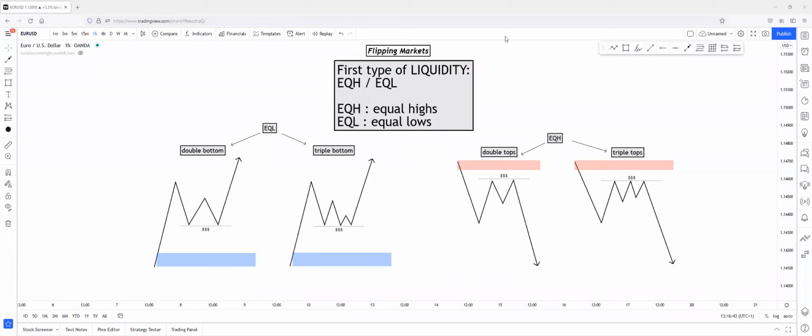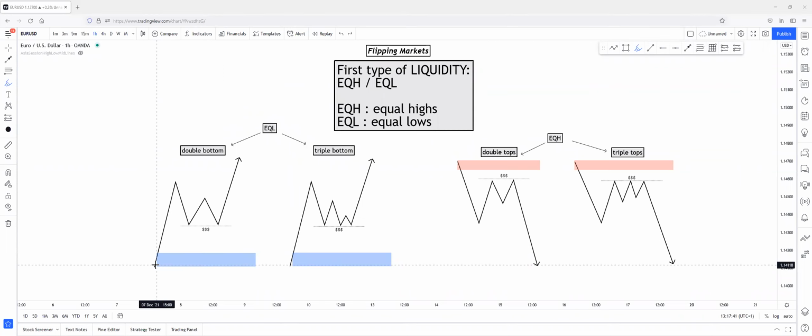Okay, so our first type of liquidity are the equal highs and the equal lows. The names speak for themselves. Price will form equal lows when the low points are on the same level, and also price will form equal highs when the highs are on the same level. We have two types of equal lows and two types of equal highs. Okay, let's see an example for the equal lows.